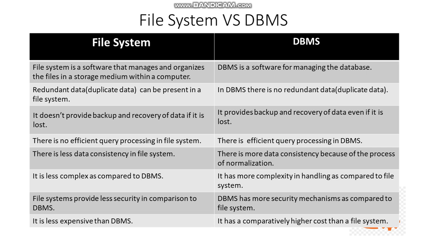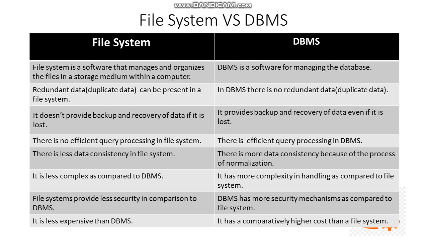File system doesn't provide backup and recovery of data if it is lost. DBMS provides backup and recovery of data even if it is lost. There is no efficient query processing in file system. There is efficient query processing in DBMS. There is less data consistency in file system. There is more data consistency in DBMS because of process of normalization.